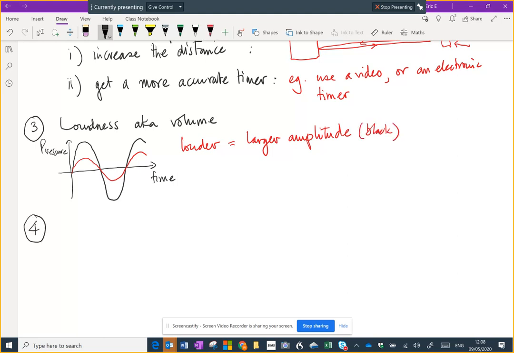The next thing with sound is pitch. Pitch is how high the frequency is. So the pitch, I better get this the right way around this time. Here's our initial sound. And if we want to make it a higher pitch, then we've got the same.